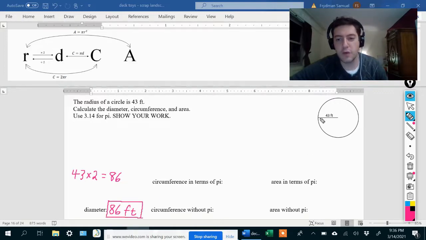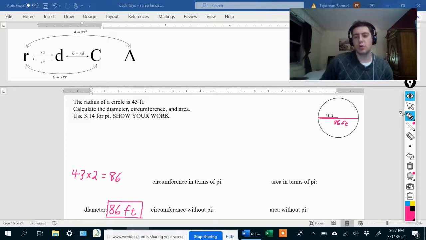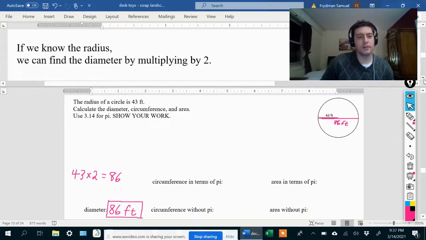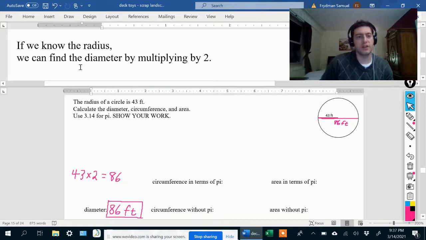Okay, so if it's 43 feet from here to here, then from here all the way to the other side, well, I should have drawn that better. Really, I should be going through the center. From here all the way to the other side would be 86 feet. Okay, so we just talked about that. If we know the radius, we can find the diameter by multiplying by 2.